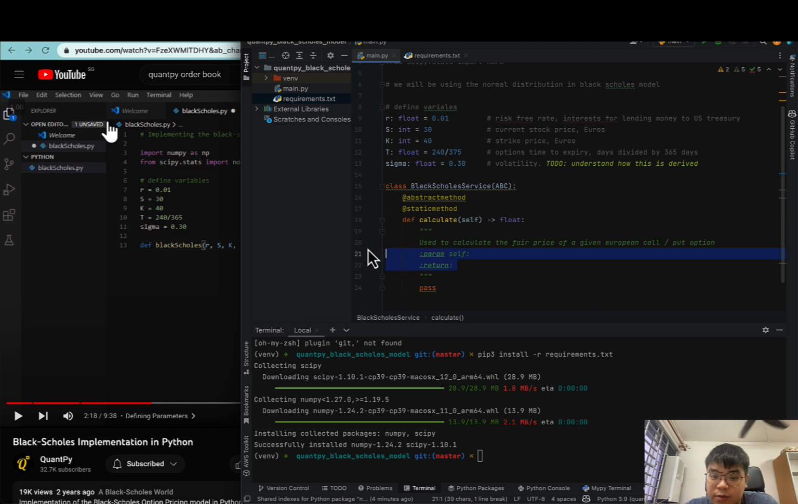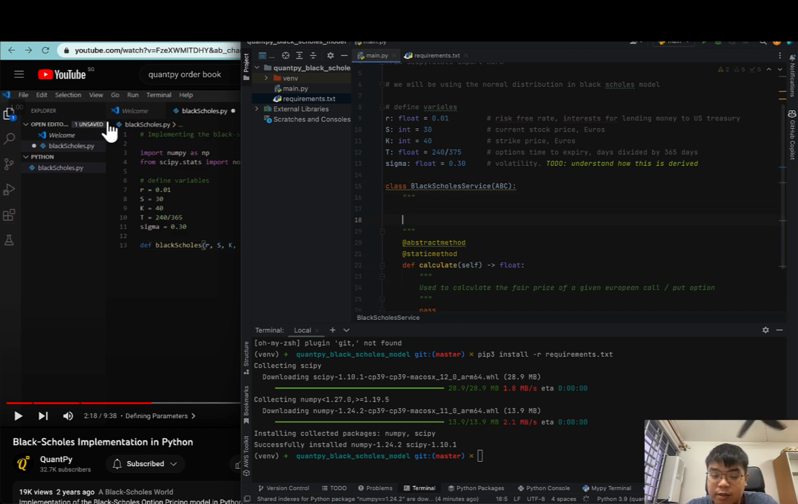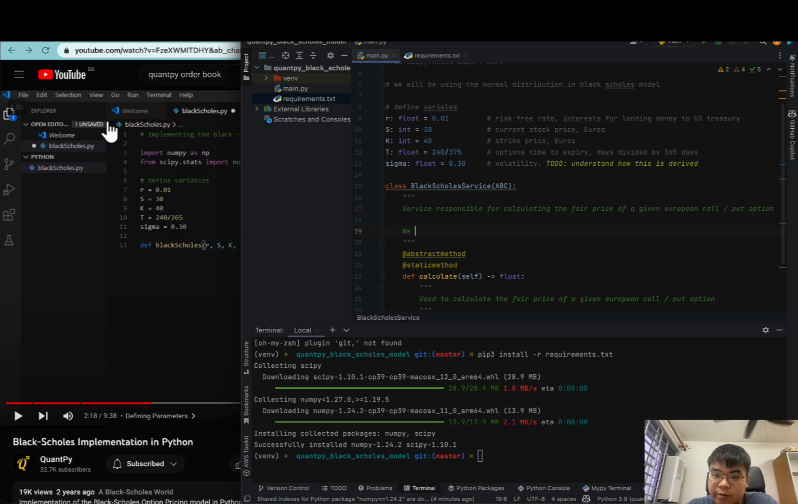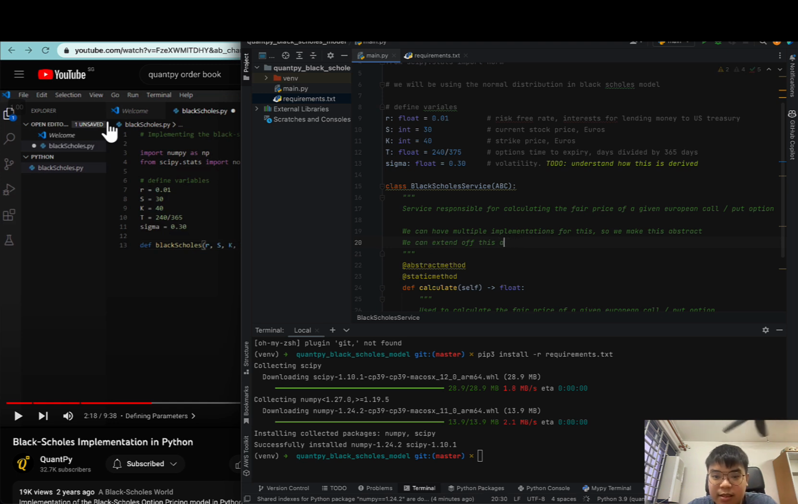Okay, so service responsible for calculating the fair price of a given European call put option. We can have multiple implementations for this, so we make this abstract. We can extend off this interface, this abstract base class, to implement a new variant.